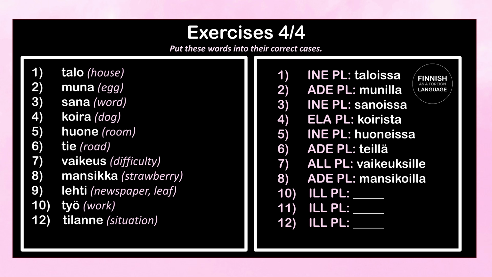Here we want to form the illative case. Lehti means newspaper. The illative plural is... Very good, it's lehtiin. Next one is työ. The illative plural is... That's right, it's töihin. And our last one is tilanne. Tilanne means situation. The illative plural is... Very good, it's tilanteisiin. So that's it for today.